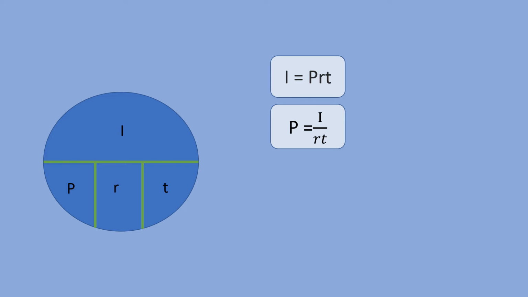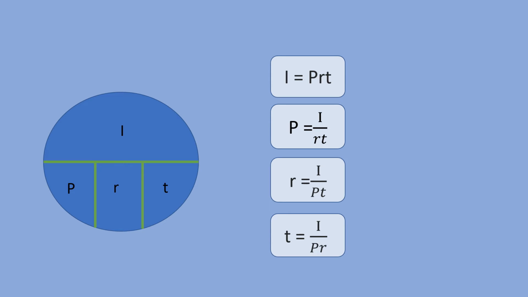Similarly, if I have to find the rate of interest, I'll take R to the other side of the equal sign and simply divide the interest amount by the product of the principal amount and T, the term of the transaction. Similarly, T can be found by dividing I by P and R. So this is a very simple way to understand and use the simple interest formula to find all the components of the formula.